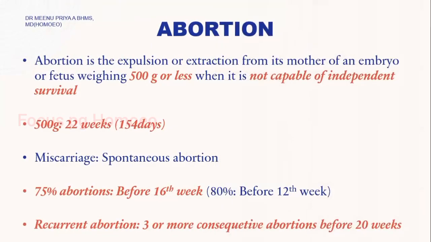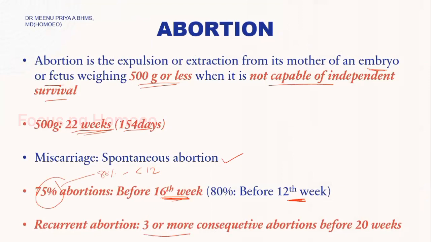And what is called recurrent abortion? The criteria for recurrent abortion is it should be 3 or more. So it is not like 2 or more. This can be a question: 2 or more, 3 or more, 4 or more. So it is 3 or more consecutive abortions, and it should be before 20 weeks. And that is called recurrent abortion.